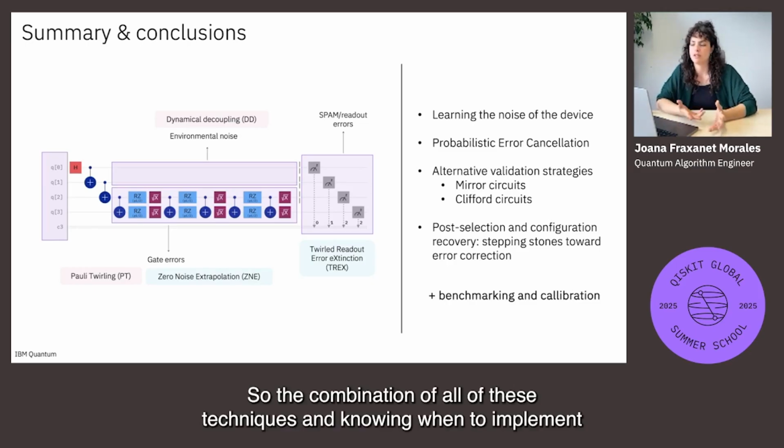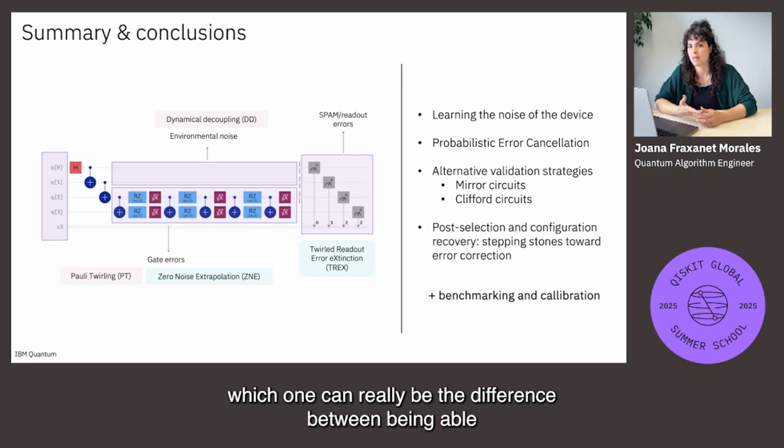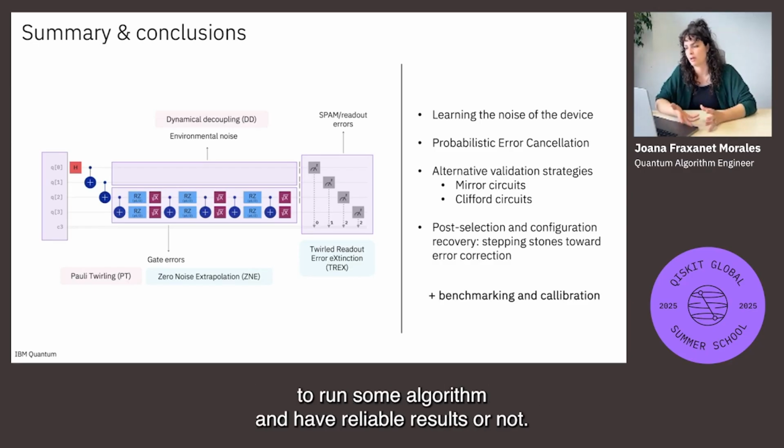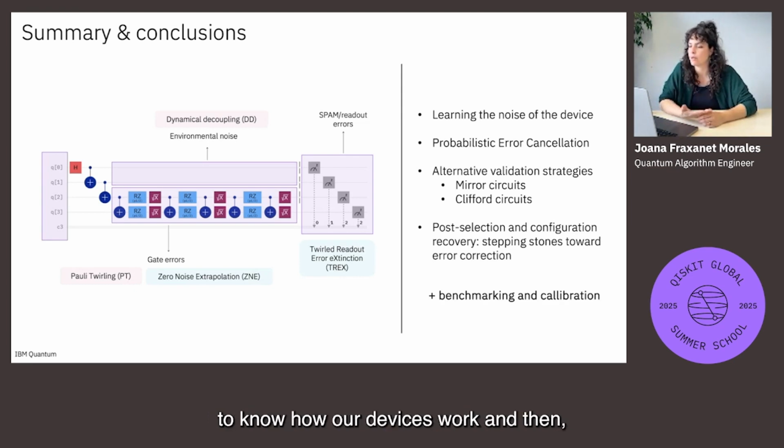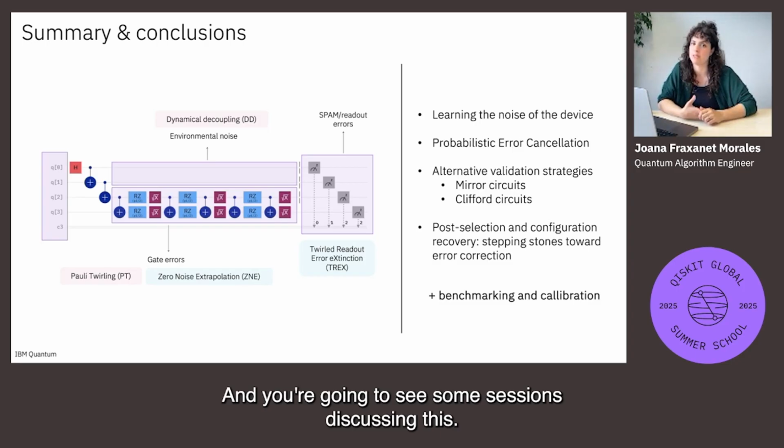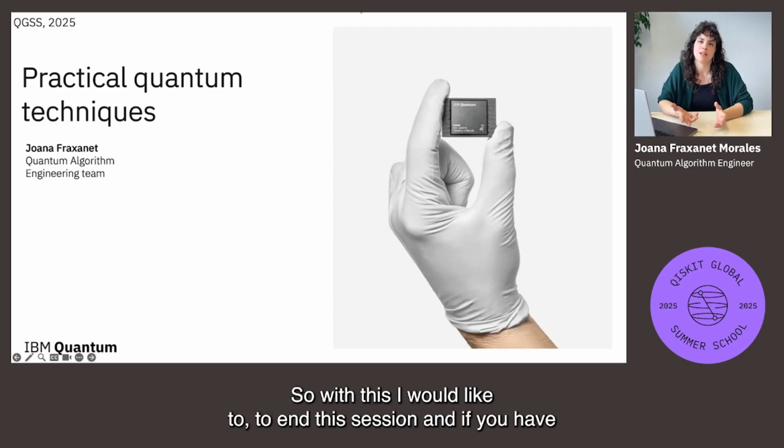The combination of all of these techniques and knowing when to implement which one can really be the difference between being able to run some algorithm and have reliable results or not. On top of all of this, I think using benchmarking and calibration to know how our devices work and then run circuits in the best possible way is also super relevant, and you're going to see some sessions discussing this.